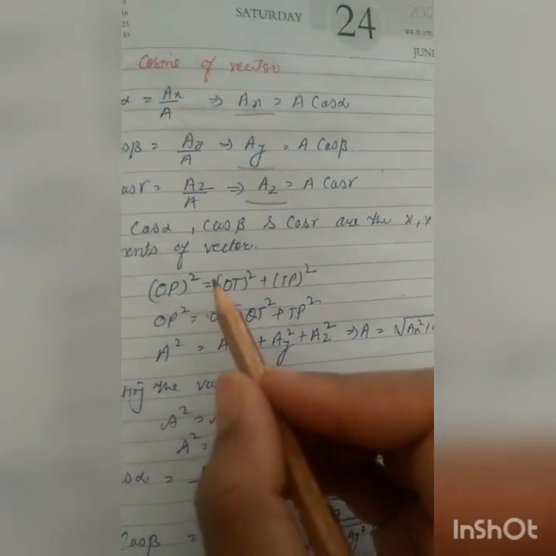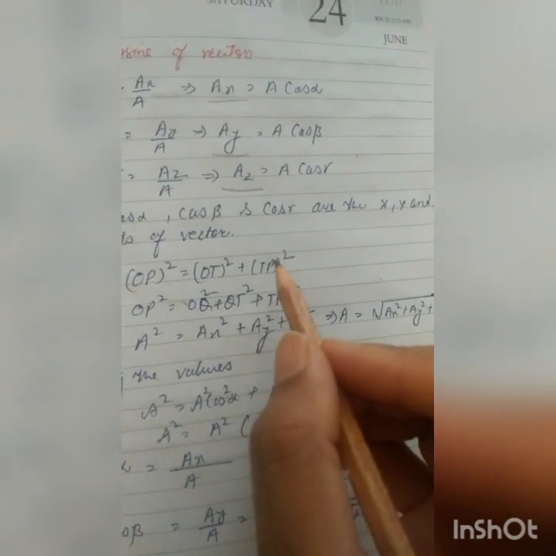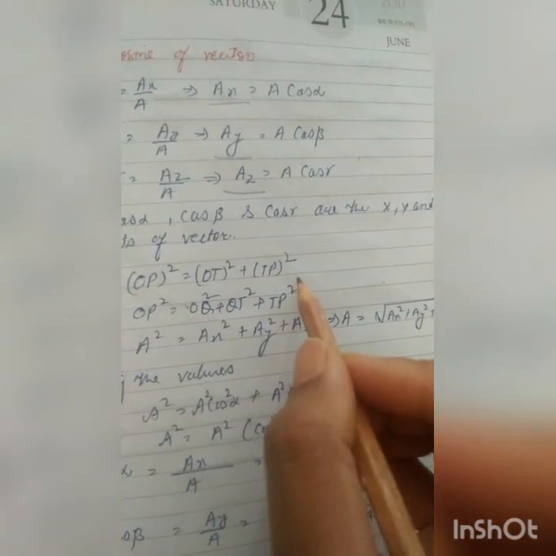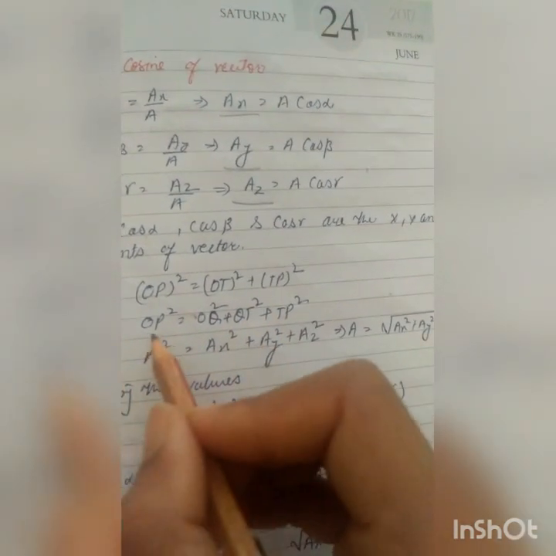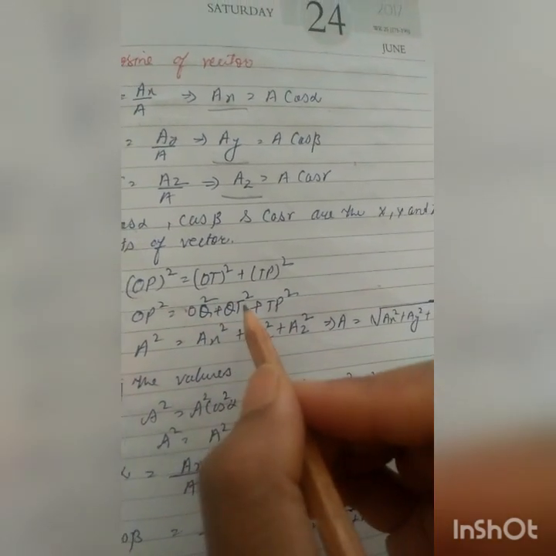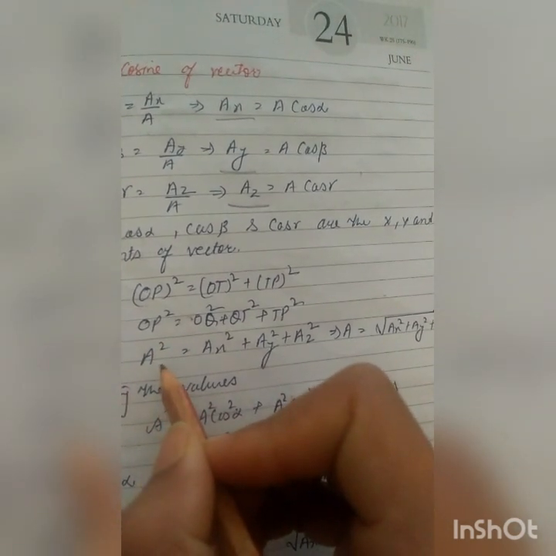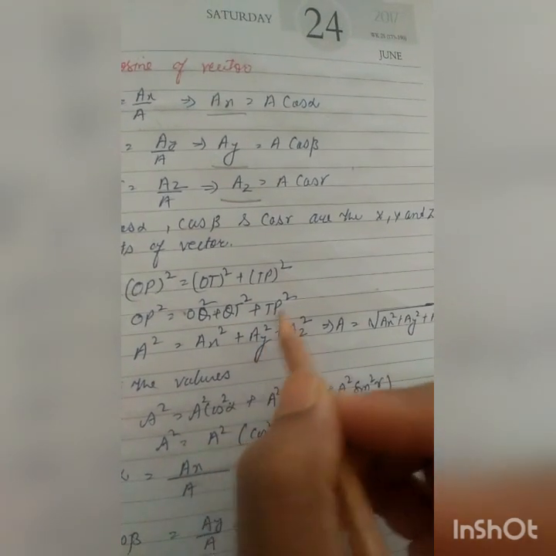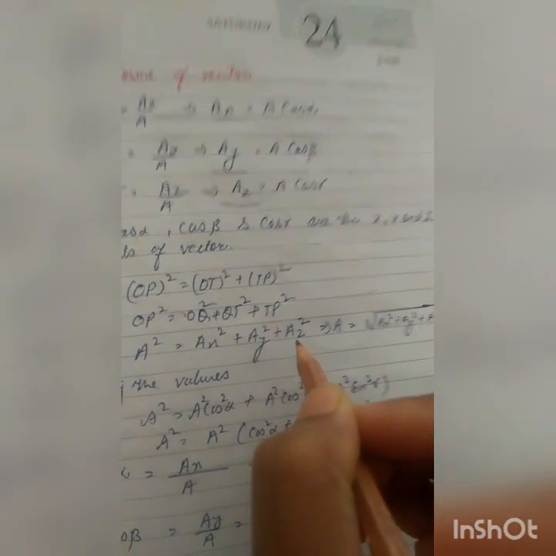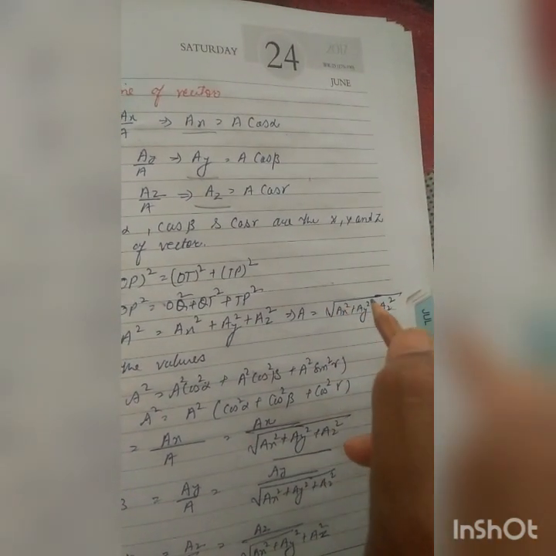Now, OP vector, OP square is equal to OT square plus TP square. Apply the Pythagoras theorem. OT square can be written as OQ square plus QT square. So, OP square is equal to OQ square plus QT square plus TP square. Now, OP is replaced by A, OQ is replaced by AX, QT is replaced by AY and TP is replaced by AZ. So, A is equal to under the root AX square plus AY square plus AZ square.